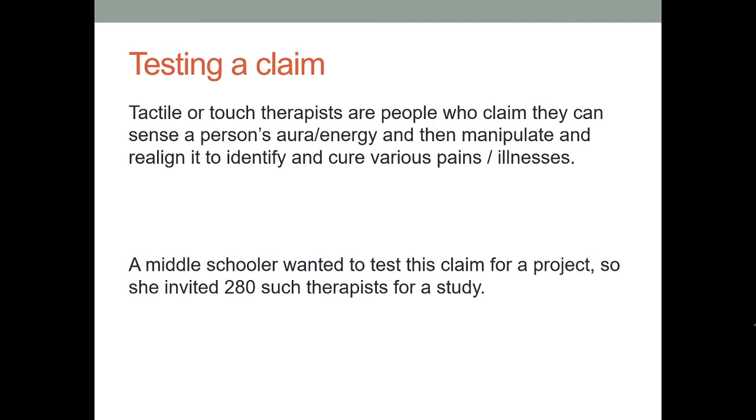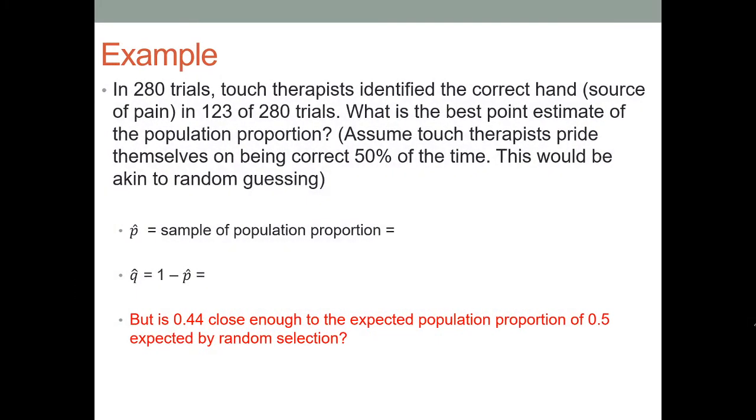To test this claim, a middle schooler invited 280 such therapists. She did this with the help of her mom, who was also a statistician. She invited 280 of these therapists to come for a study, and they did. They set it up with the middle schooler on one side and the touch therapist on the other side, and a barrier between them so they can't see each other. They wanted to see if the touch therapist could identify the correct hand, or the quote unquote source of pain, in a blind test.